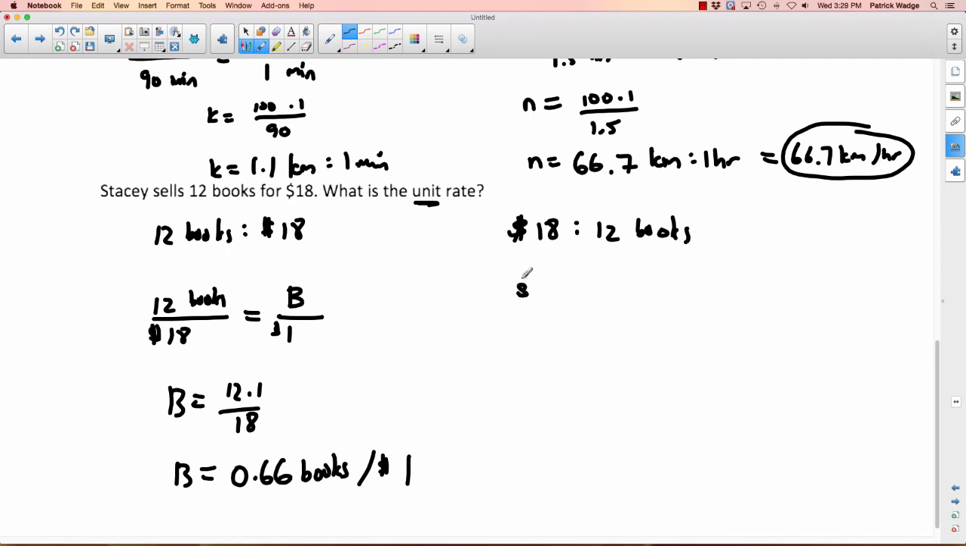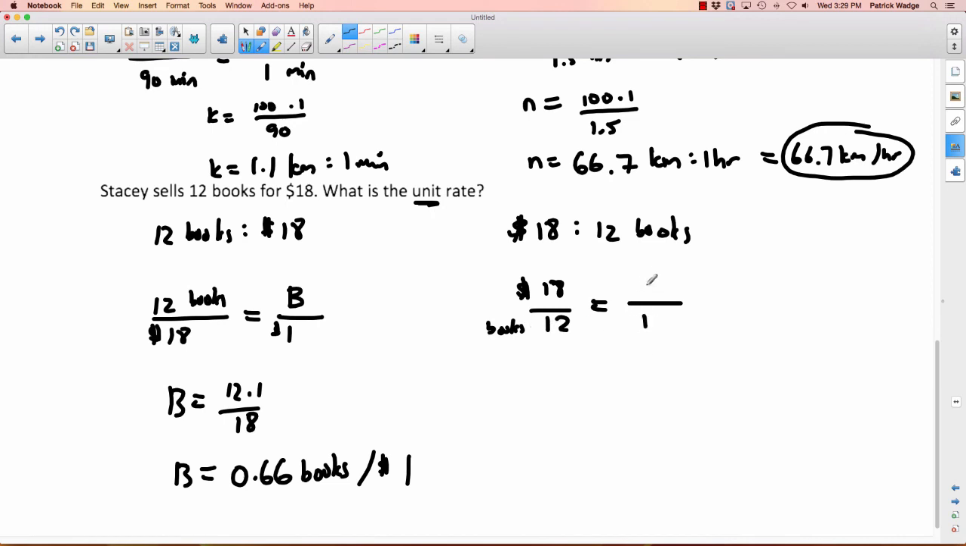Then write your first fraction, 18, 12. Your second one, we want, this is 12 books. I'll write it up front. We want to know how much does one book cost, right? Isn't that really what we're interested in? We want to know how much one book costs. We're not interested in how many books you can get for $1. That's weird. We want to know how much does one book cost. So we're going to put the 1 here.